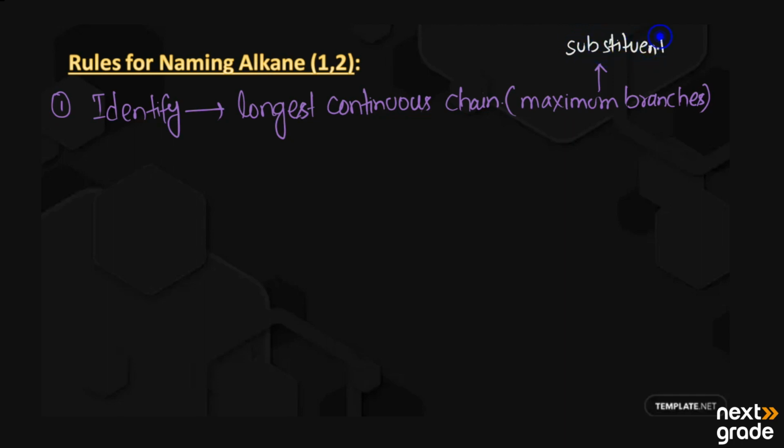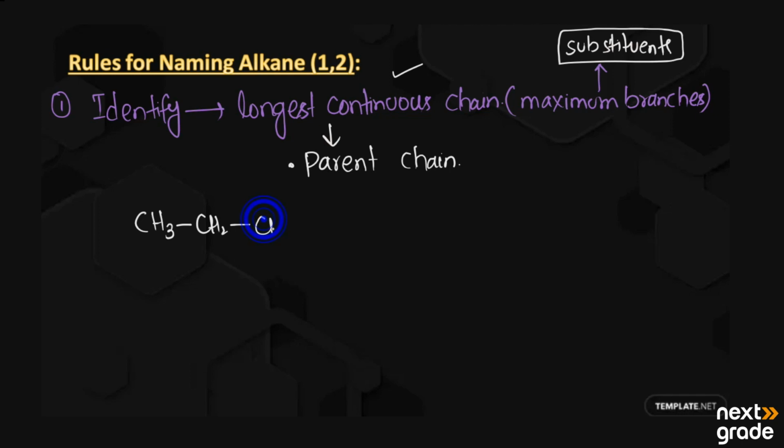These substituents may be different groups attached to the carbon chain. After identifying the longest continuous chain with the maximum branches, this chain is known as the parent chain. For example, we have a chain CH3, CH2, CH, CH2, then CH2. Say we have 7 carbon atoms, carbon number 4, 5, 6, and at the end CH3, that is 7. By numbering it, we have 1, 2, 3, 4, 5, 6 and 7.